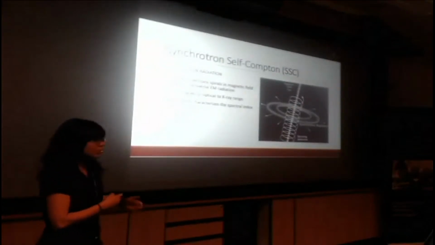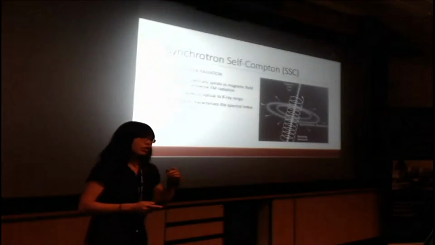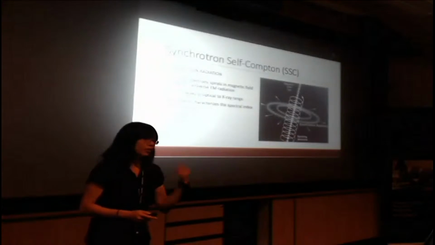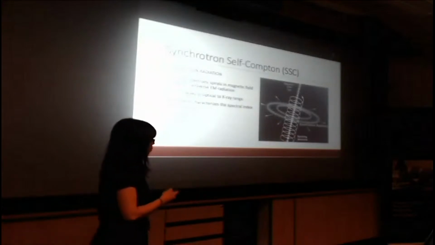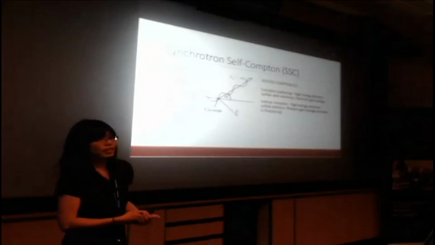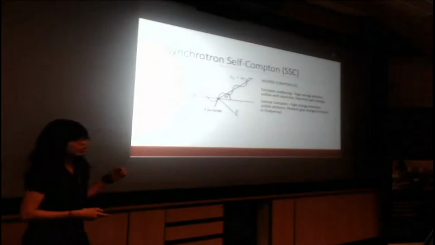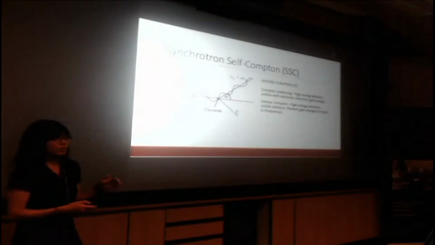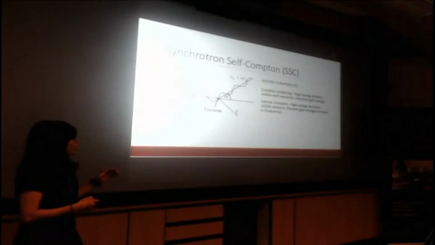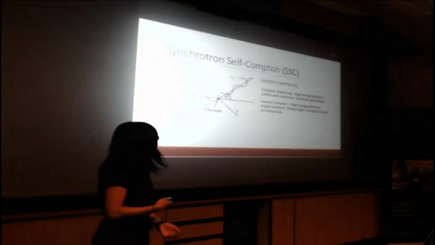Synchrotron radiation is really straightforward. You have a magnetic field in the jet, and the electrons in the jet that travel relativistically will spiral around it and release radiation as so. And inverse Compton, as Josh previously mentioned, is where you have high energy electrons in the jet colliding with photons, and these photons will gain in energy and increase in frequency.